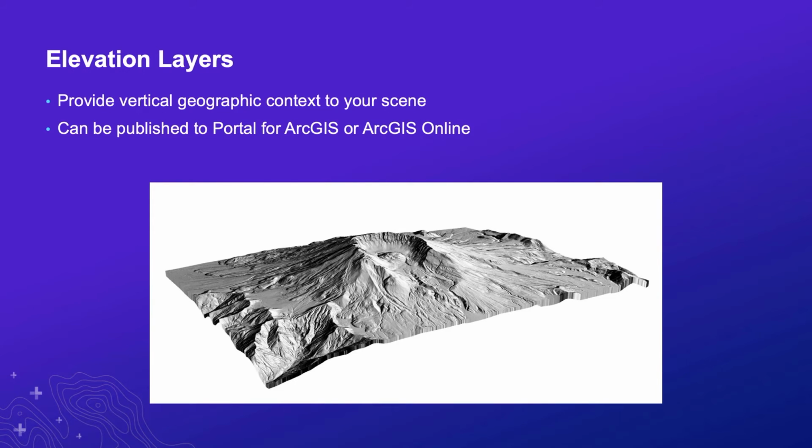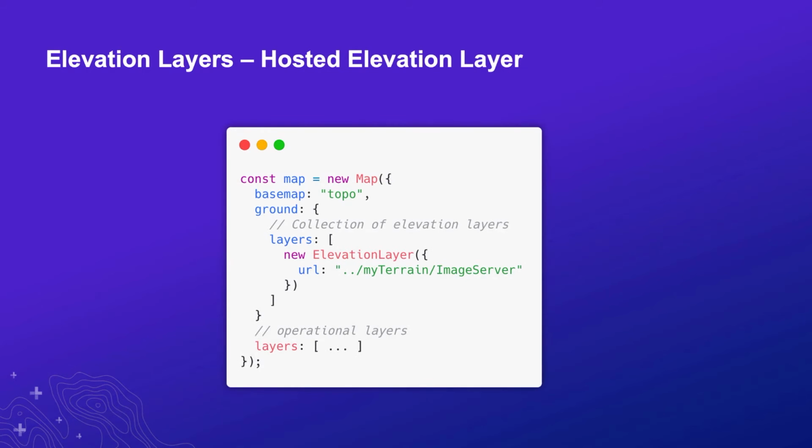So for example, elevation layers are the ones that make up the ground of your scene, and they help to provide vertical geographic context. The way you would create one from your digital elevation model is to transform it to a tile package using LERC compression in ArcGIS Pro, and then upload it to the portal for ArcGIS or to ArcGIS Online. Once you have it, you can add it to your application by passing it as an elevation layer in the ground property of the map.